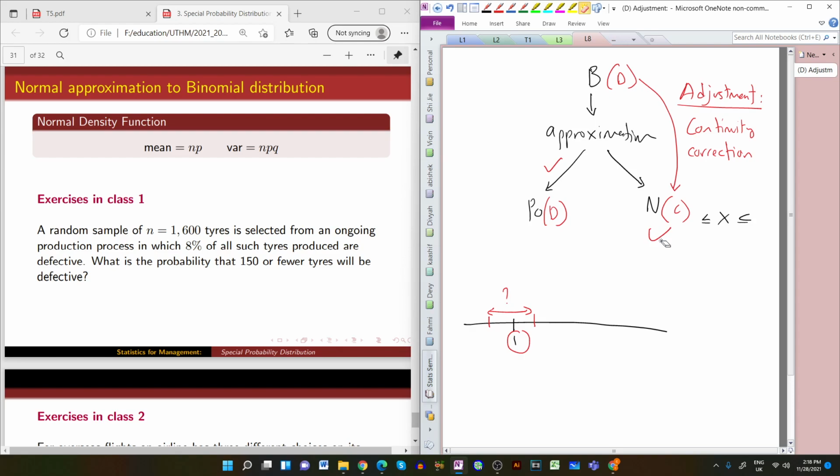Because normal, if you notice, everything is in interval. Before this, if you want to find the probability, it is given in the range, but this one is a single digit. We need to do some adjustment there.